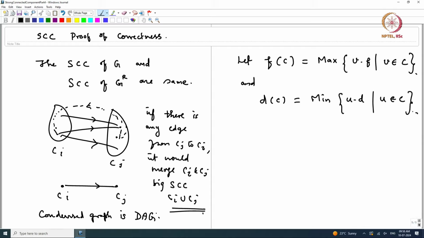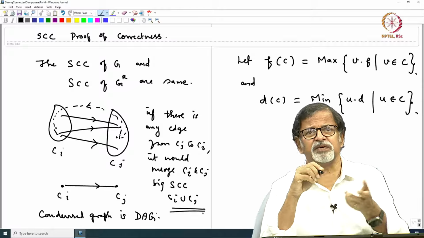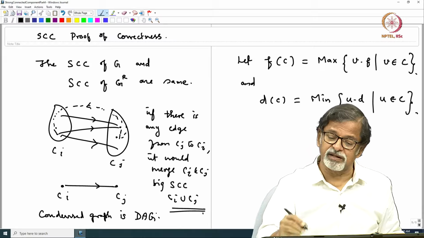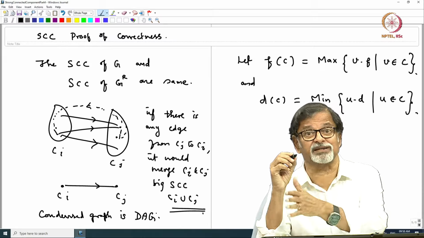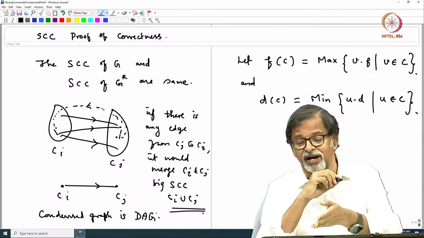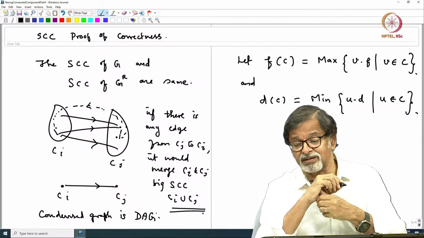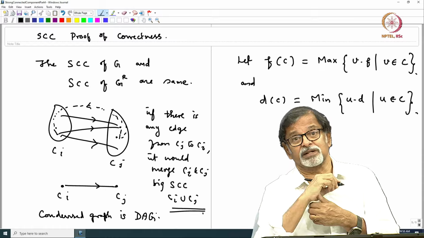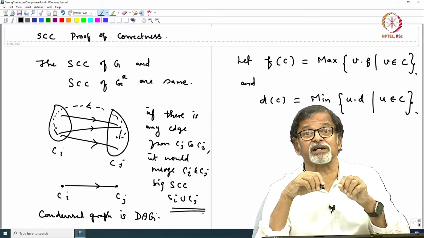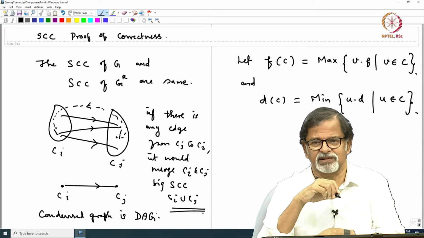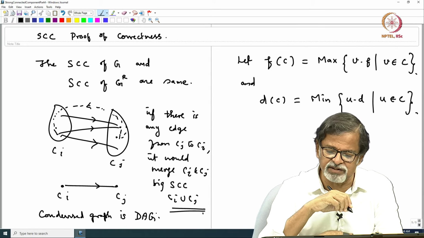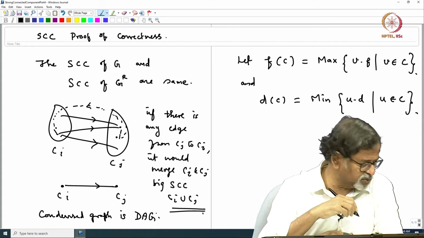Each component has got vertices, each vertex has got a discovery time and finish time. Let fC be the maximum finish time, the one that has finished last, and dC is the earliest discovery time. It is the discovery time of the first vertex in that set of vertices. Let fC and dC be defined in this way.